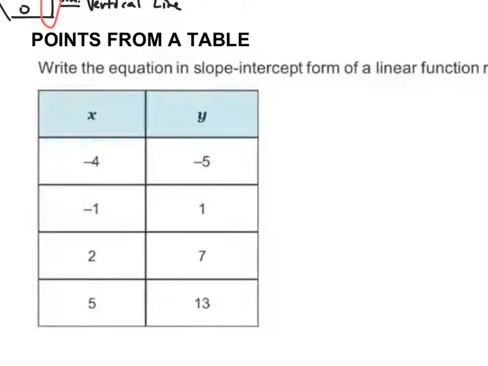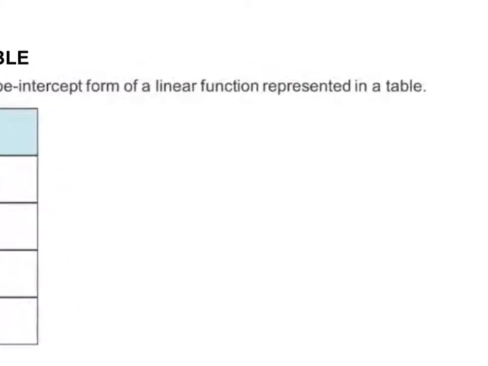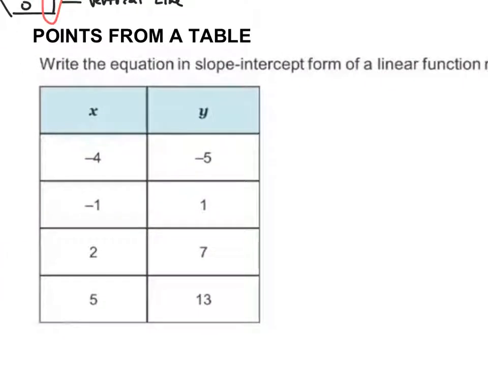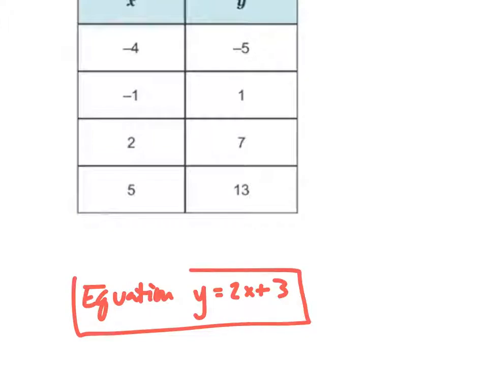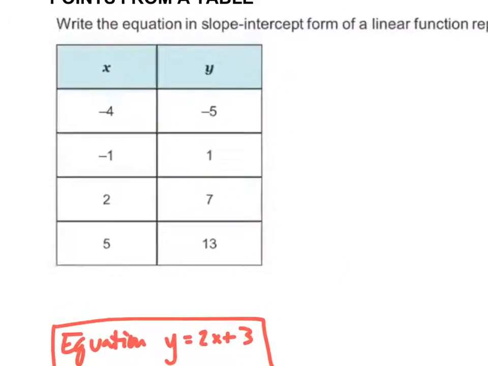problem. Write the equation in slope-intercept form of a linear function represented by the table. We have done this one on the previous page, using the other method, and we already know that our equation is going to be y equals 2x plus 3. That's from the previous page. Now we're going to do the same exact thing, but we're going to use point-slope form on this.